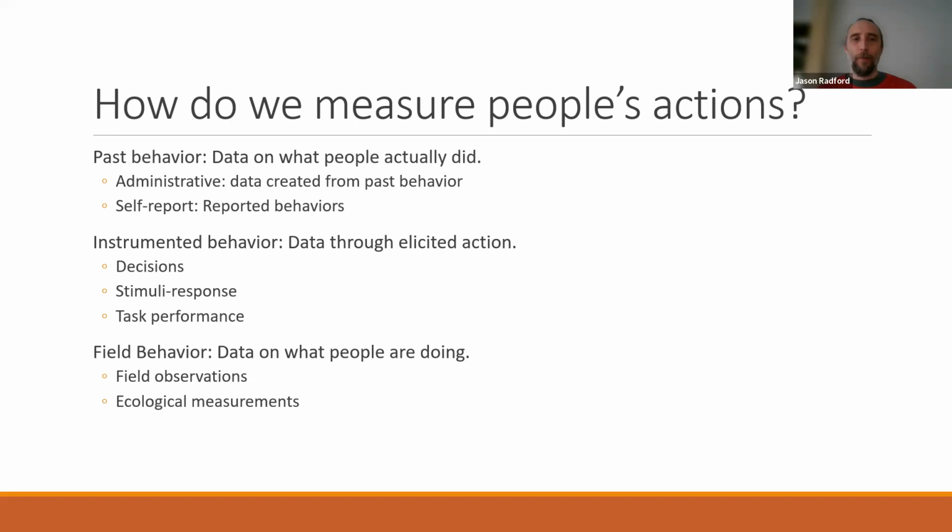The third type of measurement of people's action is collecting data from the field. So these could be field observations. We can ask people to take a picture of where they are, write down what they see, write down what they currently feel. And the other one is ecological measurements, so taking a measurement of where people are at a given time. What differentiates this from past behavior is that you're creating behavior as it's happening, as opposed to collecting data on actions that have happened in the past. So we're collecting data in the moment from the field.